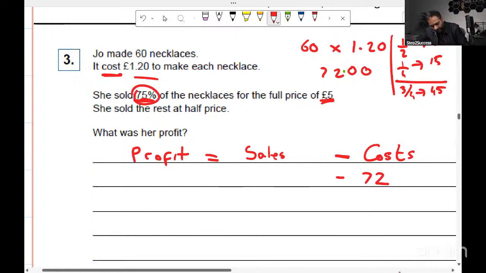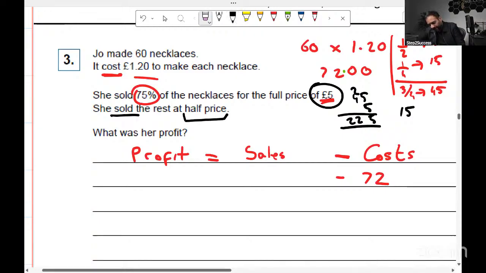So we've sold 45 necklaces for £5. How much money does that bring us? 45 times 5 is 225, I believe. 225. We have earned £225 from selling 45 of those necklaces. But we've still got some necklaces left. We've got 15 necklaces left that we have not yet sold. And we've sold the rest at half price. Half price means at £2.50.